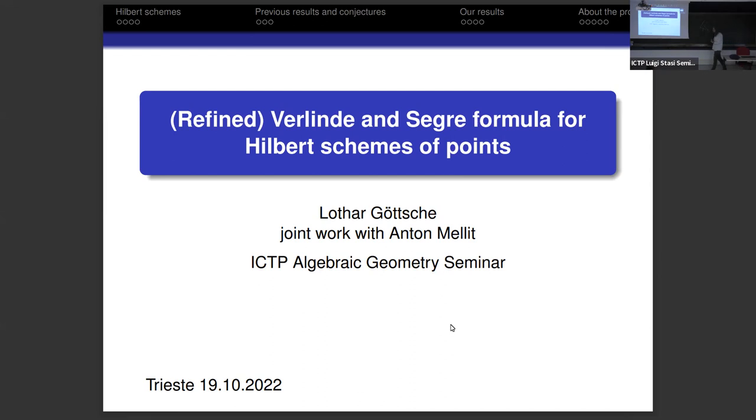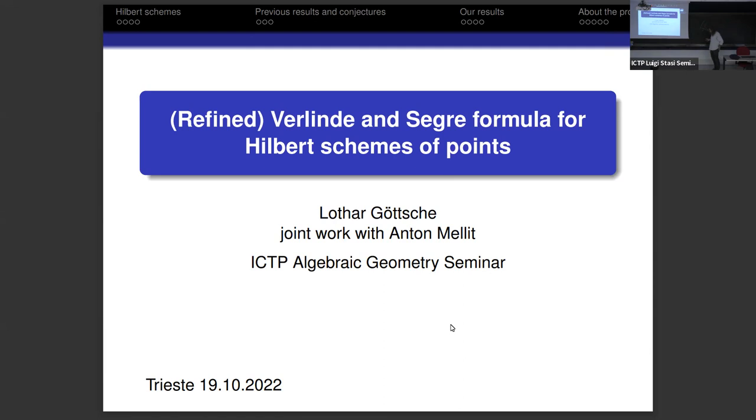This is the second part, the joint work with Anton Mellit. We talk about the Verlinde and Segre formula for Hilbert schemes of points. That's something I have also discussed many times over the years with Don, but now the solution is with Anton Mellit, who was also a postdoc here some time ago.